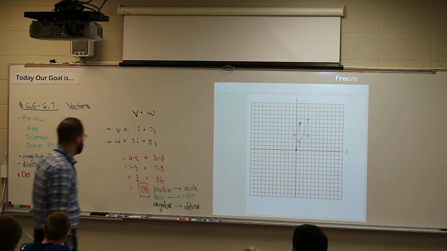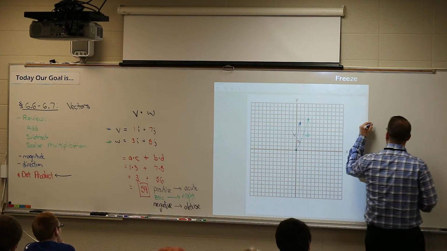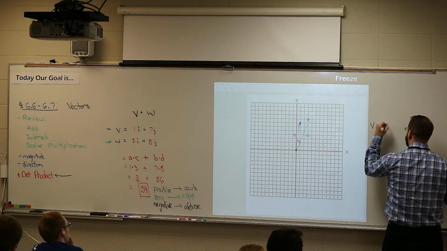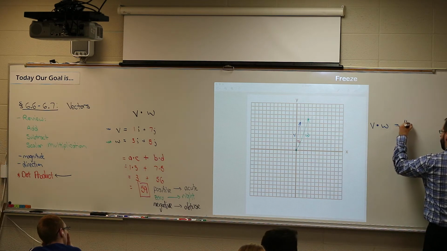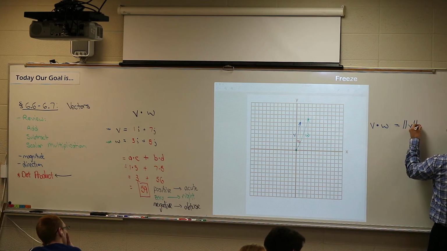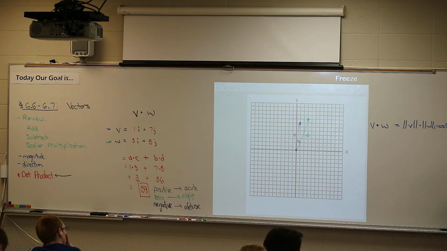Second part of the formula now. This is the second part that I'd like you to have written down. The dot product has a secondary formula. So the dot product is equal to the magnitude of V times the magnitude of W times the cosine of the angle in between them. That's the second formula for the dot product. So now we can figure out the angle in between them.